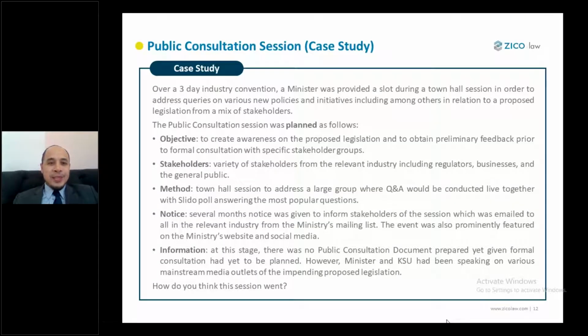Okay, now we actually go into the public consultation session, and here what better way to discuss this than a case study. So I said hypothetical scenario, is it? I don't know. Let me just read it for you. So over a 3-day industry convention, ministers provided a slot during a town hall session in order to address queries on various new policies and initiatives, including among others in relation to proposed legislation from a mix of stakeholders. The public consultation session was planned as follows.